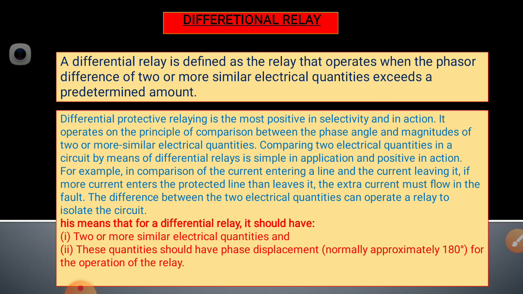So it will be very positive in selectivity and action, and it operates on the principle of comparison. So it will compare the two similar electrical quantities, their magnitudes and the phase difference.